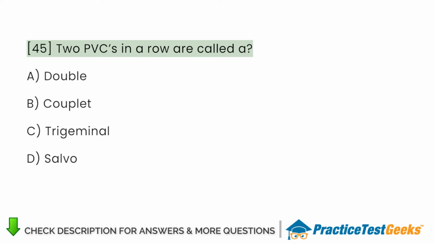Two PVCs in a row are called A. Double. B. Couplet. C. Trigeminal. D. Salvo.